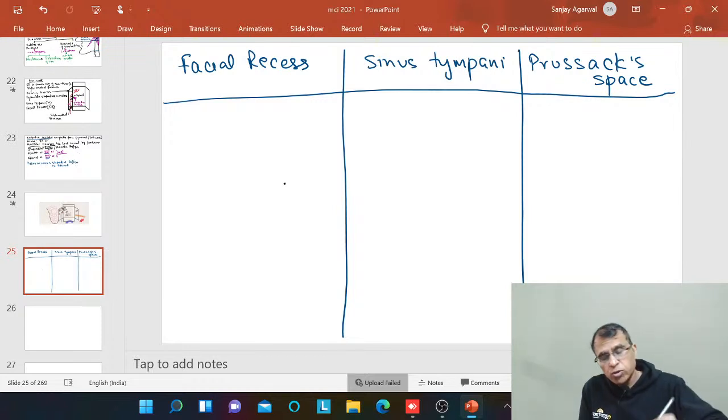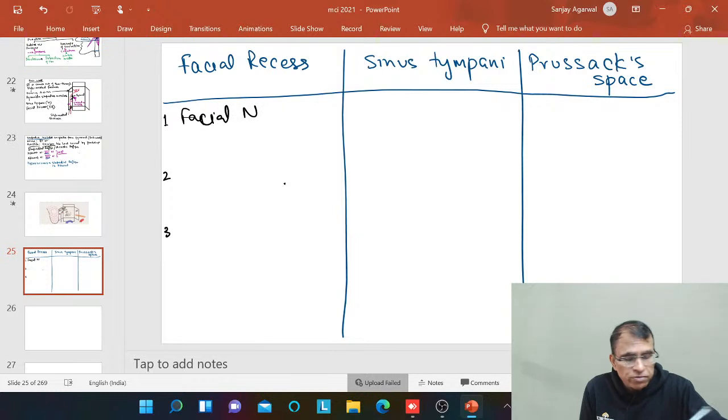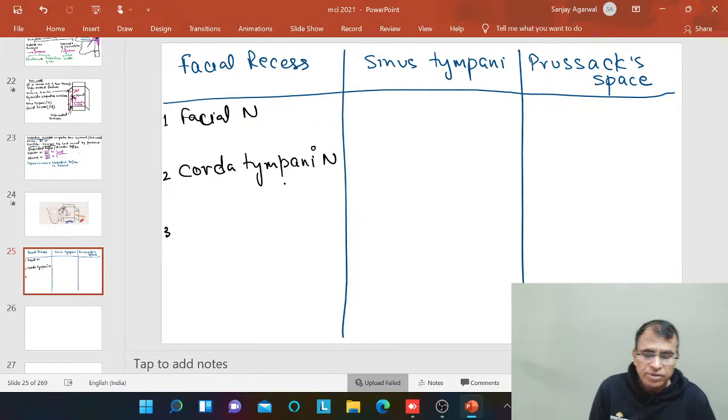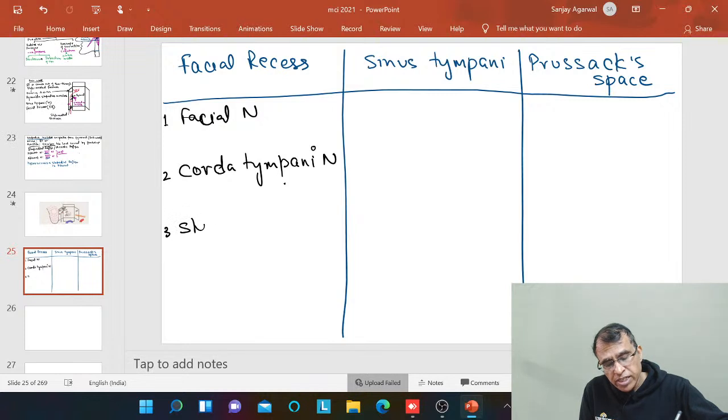Now, facial recess, you have to know three boundaries. One, two, three boundaries. That's it. One boundary is the facial nerve. Obviously, on one side is the facial nerve. Second boundary is the chorda tympani nerve. Chorda tympani nerve is a very popular branch of the facial nerve. About this, we'll discuss a little later today, in anatomy also. But it's a very important nerve of the middle ear. And the third boundary is the short process of incus.